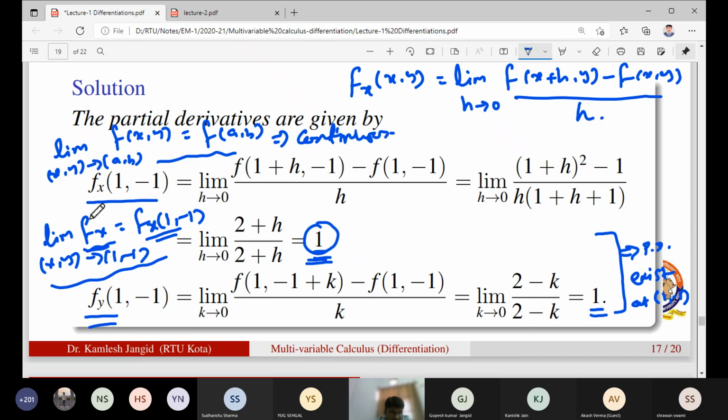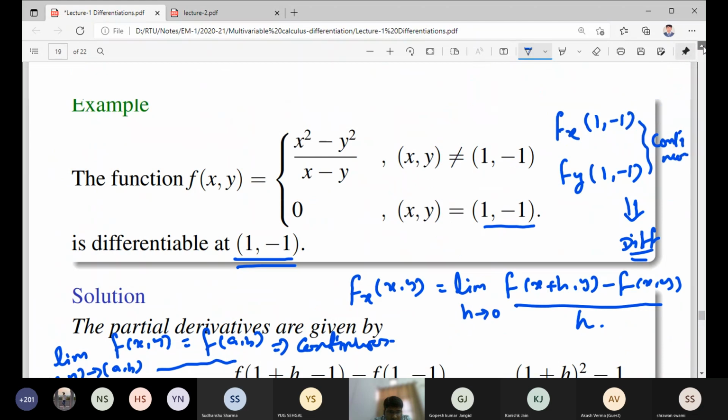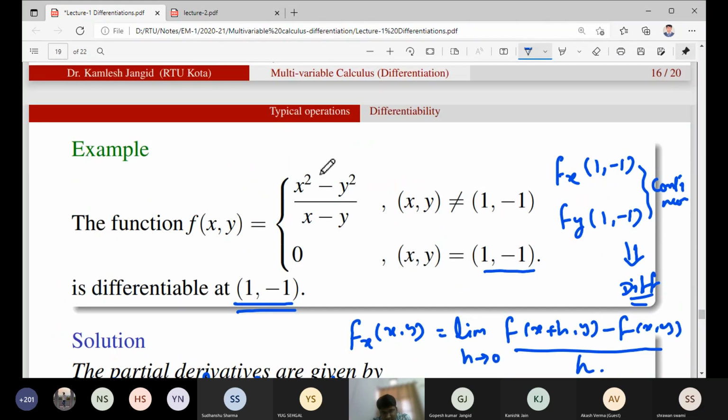Now we need to find this left hand part, right? For this one, we need to find the value of fx. What is the value of fx here? Because we are given only fx here. So first of all, we find fx from the given relation.